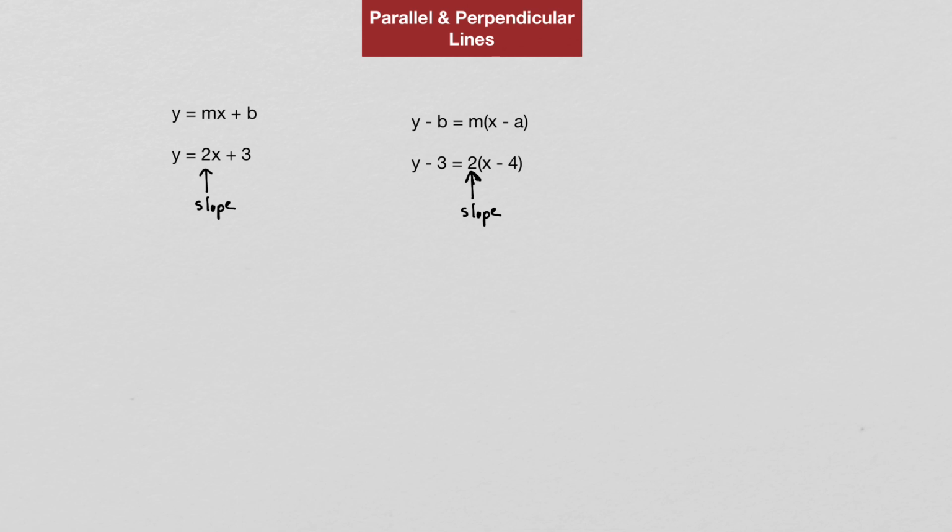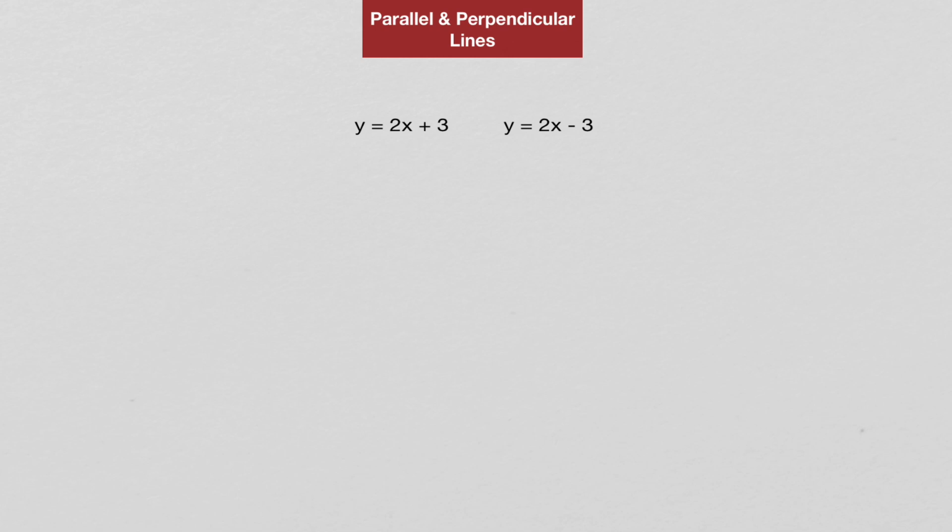The reason that I am emphasizing where the slope is, is because that is where the indicator will be for parallel lines and perpendicular lines. So let's use examples to demonstrate what I mean by that. In this example, we have two equations. The first is y equals 2x plus 3. That's one equation of a line, and this is in slope-intercept form. And then we have another equation, y equals 2x minus 3.